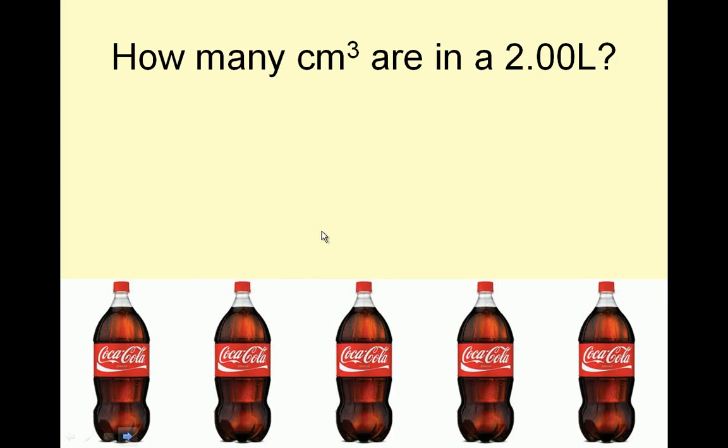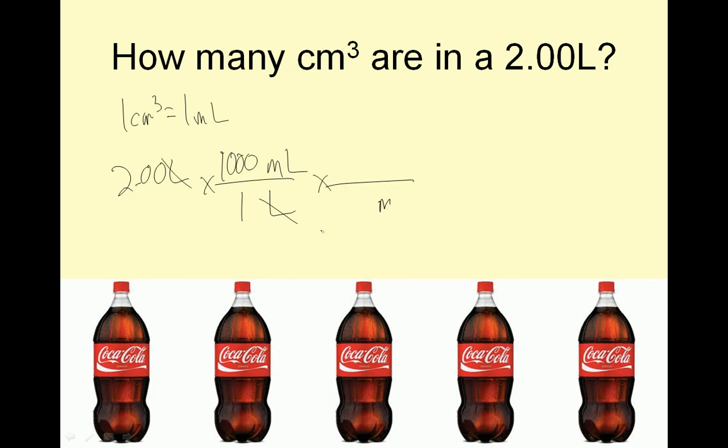Right. How many centimeters cubed are in a 2 liter? Now remember, 1 centimeter cubed equals 1 milliliter. So if I have 2.00 liters, times dividing bar. I don't like you, liters. I want to go into milliliters. 1 liter is 1,000. Notice this prefix still works with any of those units. So liter, goodbye. 1,000 milliliters. Now I got to get rid of milliliters and go into centimeters cubed. 1 centimeter cubed equals 1 milliliter. Well, that was hardly worth doing. 2 times 1,000 is hardly worth your calculator.